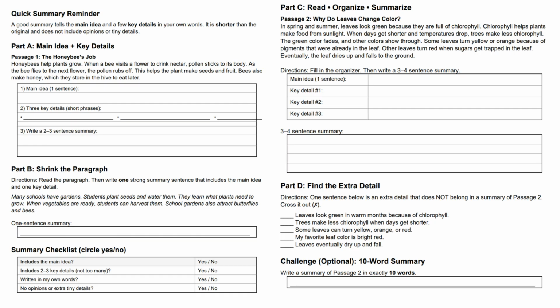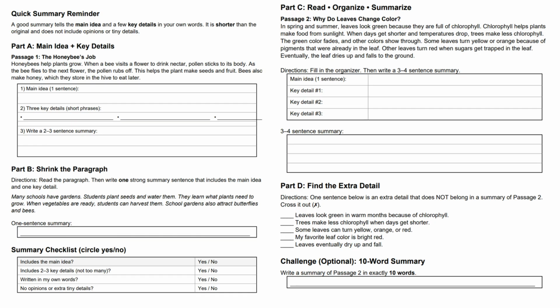Now ask yourself, what is this whole paragraph mostly about? It is mostly about how honeybees help plants and make honey. Next, choose 3 key details. A key detail is important to the main idea. For example, pollen sticks to bees, bees move pollen to other flowers, and bees make honey. Then you will write a 2 to 3 sentence summary. Do not copy the whole paragraph. Use your own words. For part B, you will shrink a paragraph into one strong summary sentence.